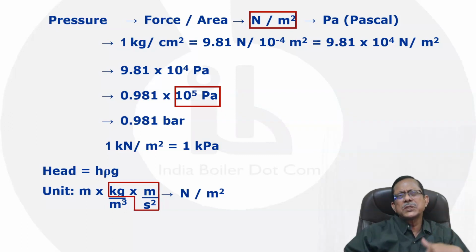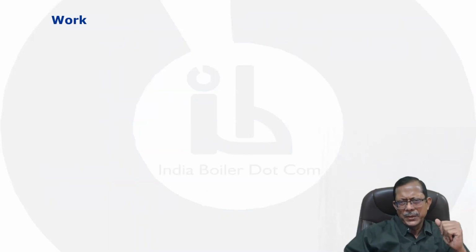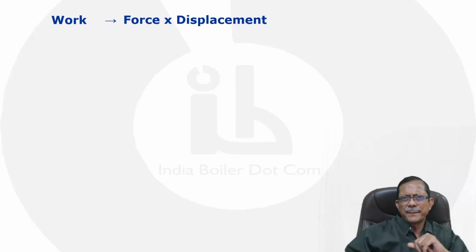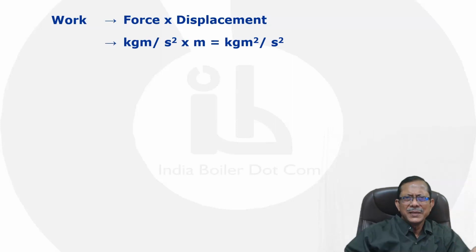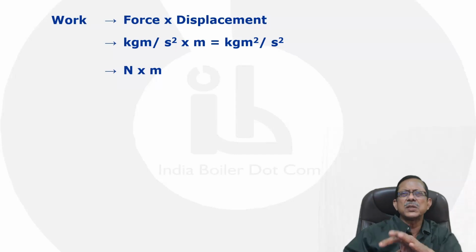Now, let us move on to another physical quantity, and that is work. Now, what is work? Work is force into displacement. Now, when I say unit, force unit is Newton, displacement unit is meter, so the unit becomes Newton meter, right? So kg meter per second square, that is Newton, into meter, kg meter square per second square, again kg meter per second square, I take it out, it becomes Newton. Newton meter is the unit of work.